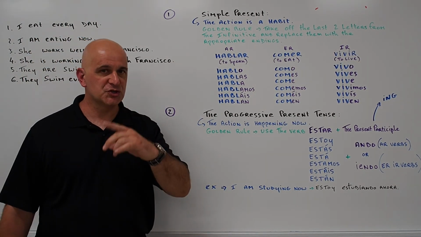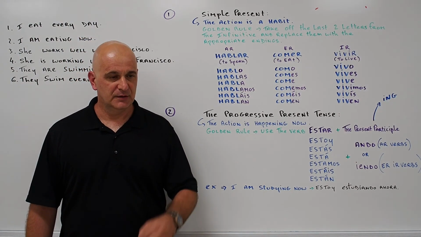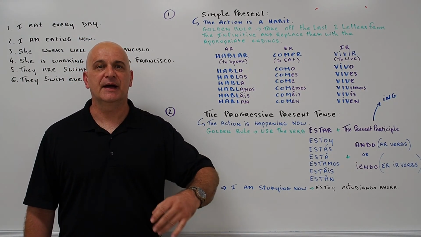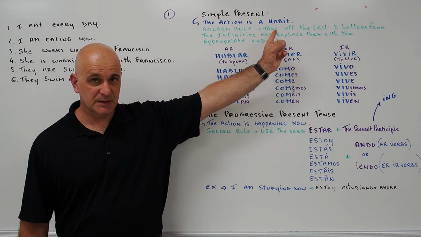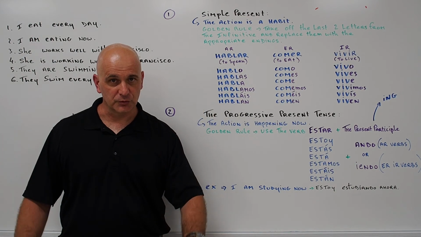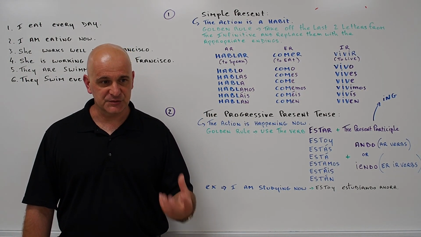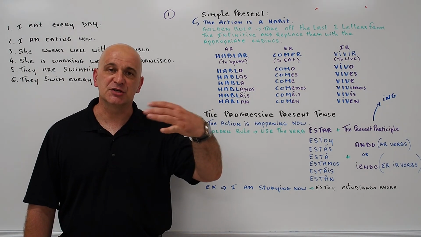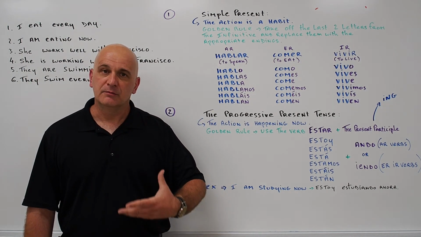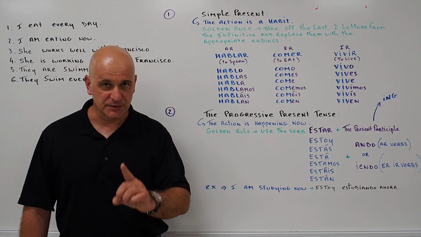First, you question yourself. What kind of action are we talking about? The action is a habit. Okay? Golden rule. You understand me? Key rule. You must go by that. That's what you need to understand, so that you can actually take the verb and conjugate the verb in the present. Here's what you do. Are you ready?